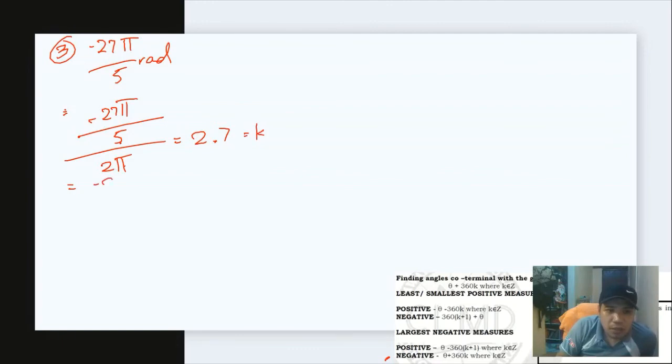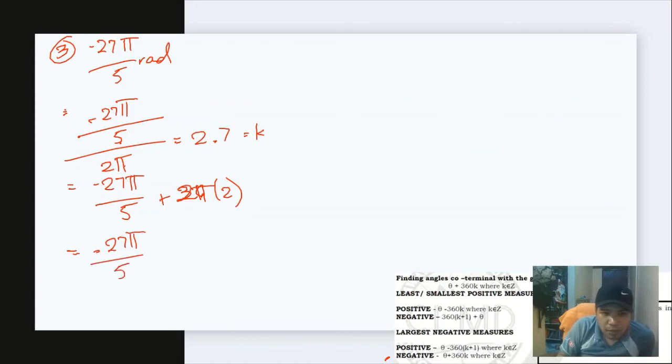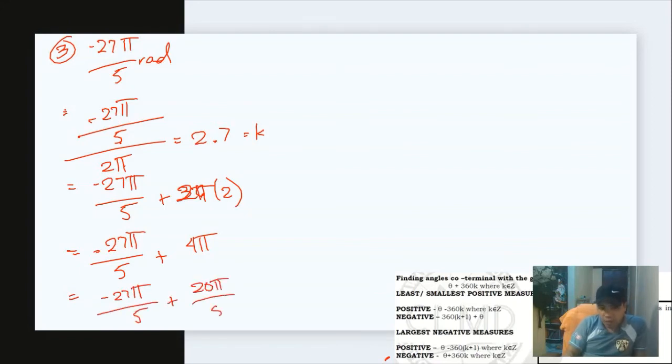So, negative 27 pi over 5 plus 2 pi times 2. That will be negative 27 pi over 5 plus 4 pi. That is 20. So, negative 27 pi over 5 plus 20 pi over 5. So, negative 7 pi over 5.